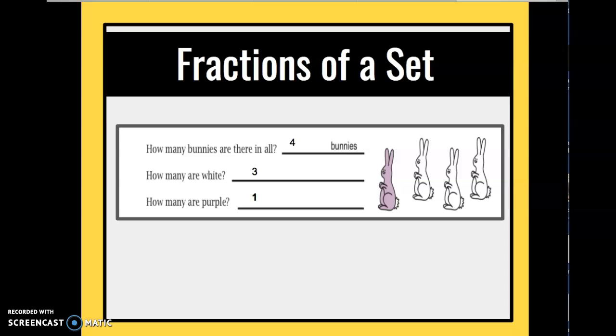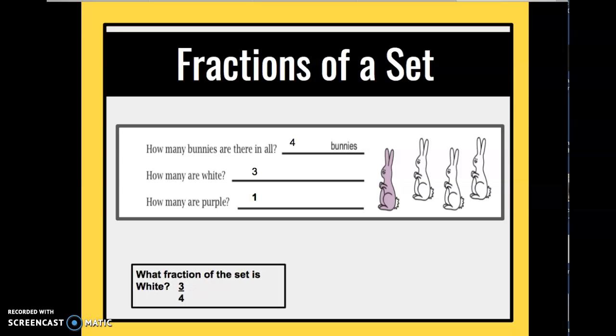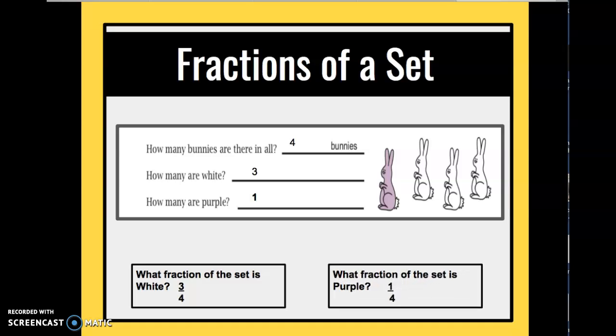Thinking about how to write these as a fraction of a set. What is the fraction of the set that is white? Hopefully you said 3/4. 3 of the bunnies out of 4 are white. What is the fraction of the set that are purple? Hopefully you said 1/4.